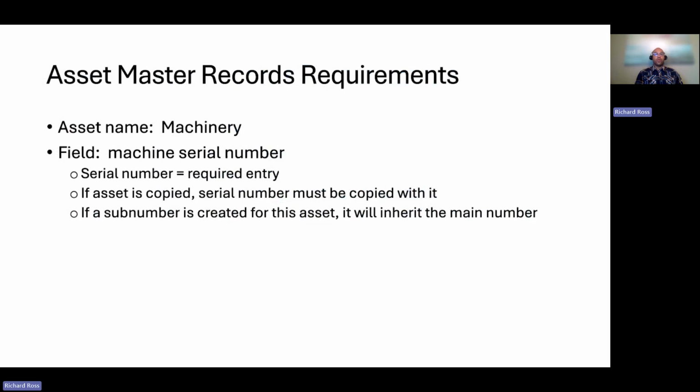Here are our requirements. The asset name is machinery. The field is machinery serial number. The serial number must be a required entry. We want it so that if an asset is copied, the serial number will be copied along with it. And we want it so that if a sub number is created for this asset, it'll inherit the main number.